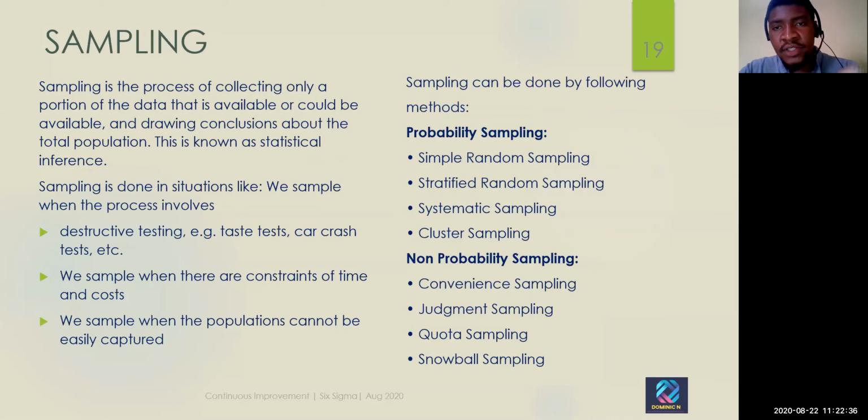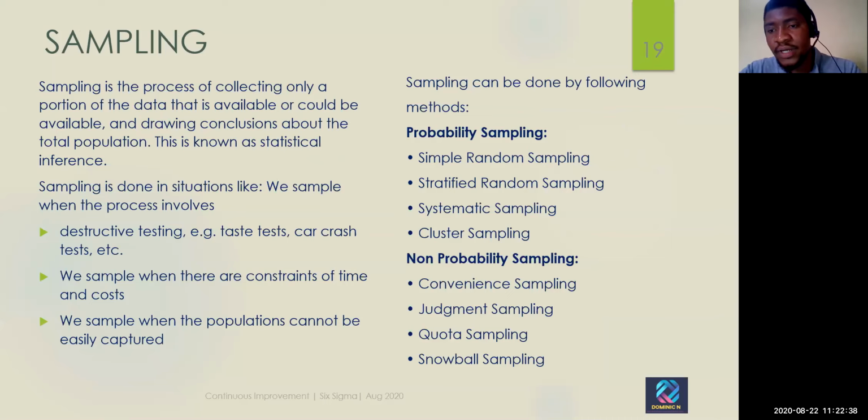Okay, so we also need to look at how to sample it. What are the sampling techniques that we have in place? Sampling here is just collecting data. You're either collecting through destructive testing, or when there is a constraint of time and cost, or when the population cannot be easily captured. There are 8 ways in which you can do this.